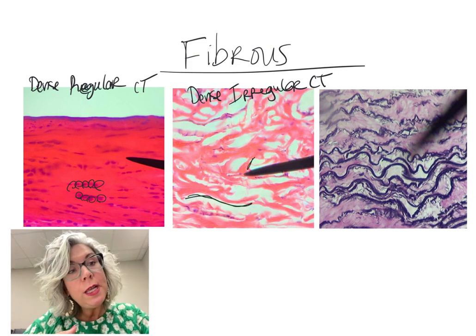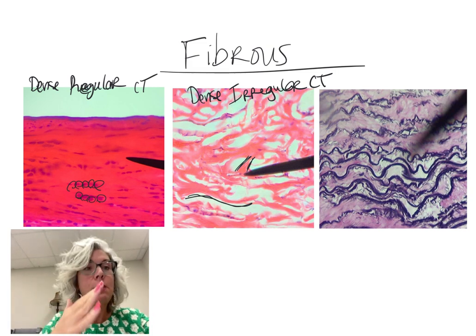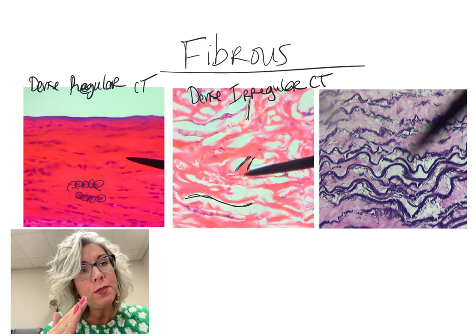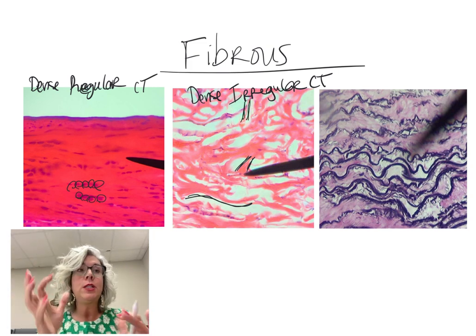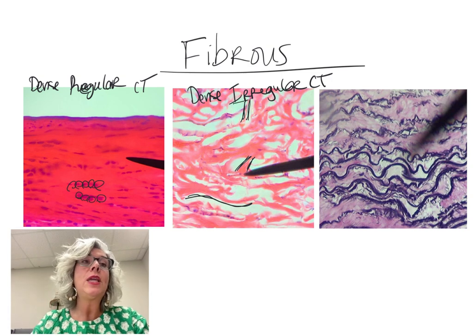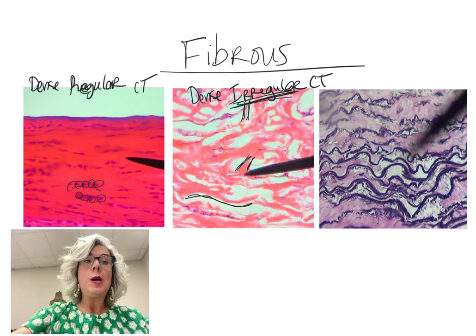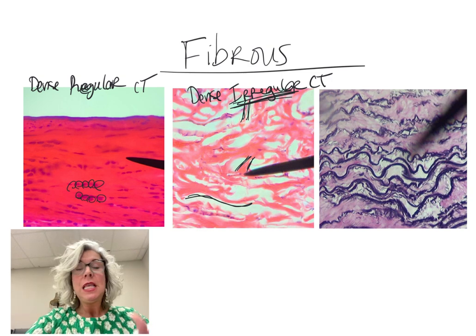Here's one that's running a bit vertical, almost at a horizontal, not a horizontal, at an oblique plane, kind of diagonally. You've got some that are running upwards, more vertical. So all these fibers are running in different directions, which is how we get this name irregular, dense irregular CT. This allows for strength in multiple directions. This type of tissue provides that structural strength.